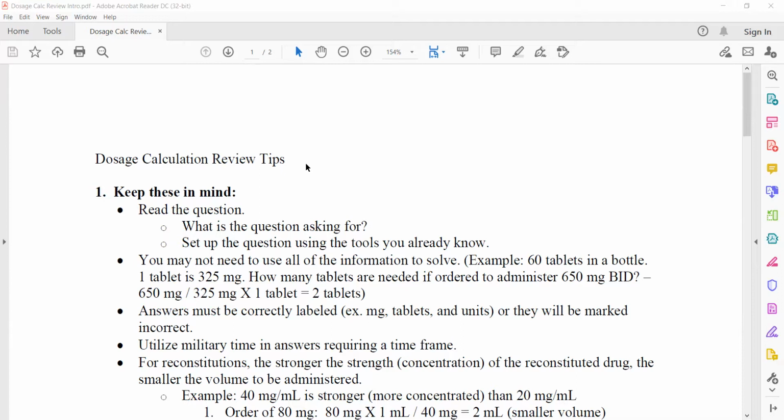These review tips are not just for 110. They're for first, second, third, and fourth semesters. So that's why they're written this way. Anyways, so a couple of things.